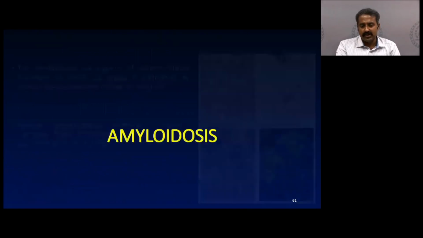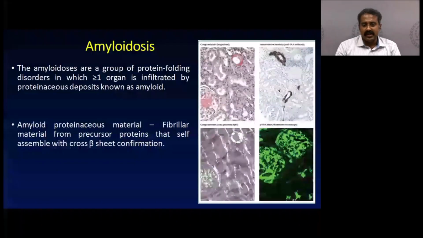Looking at amyloidosis, now these are a rare group of disorders which are characterized by protein folding abnormalities, where more than one organ is infiltrated by the abnormal protein deposits, and these abnormal protein deposits are called amyloid. This amyloid proteinaceous material is fibrillar, and it is formed from precursor proteins that self-assemble into a beta cross beta pleated sheet conformation.